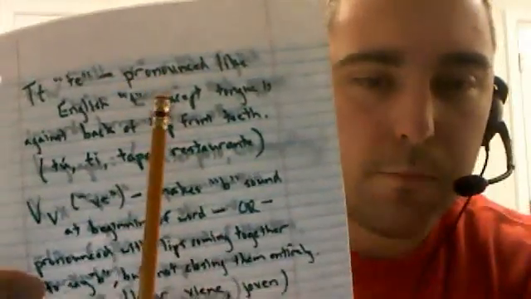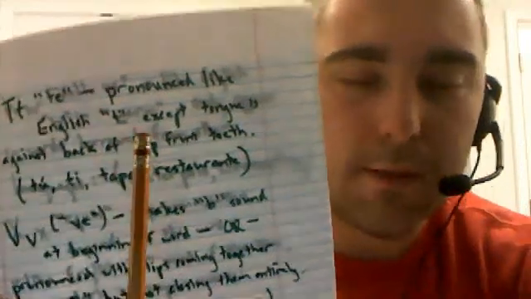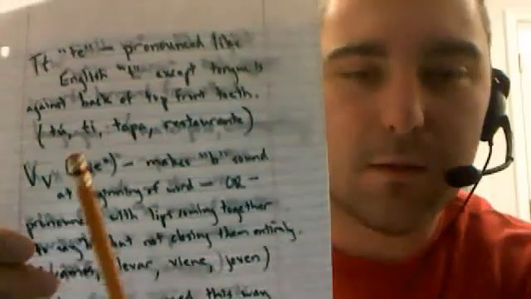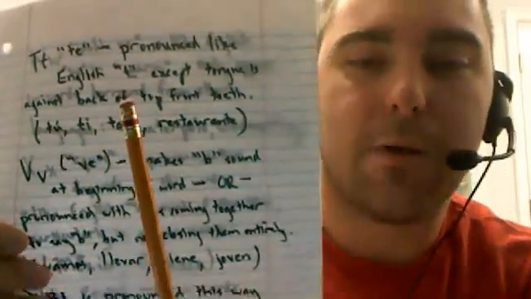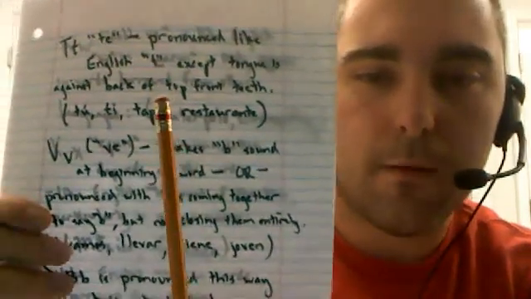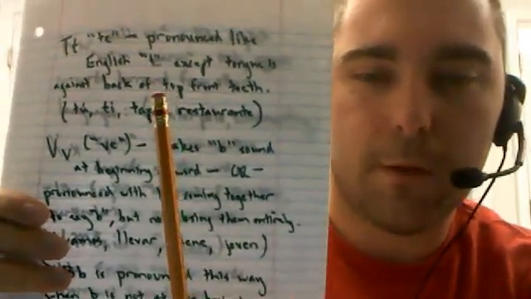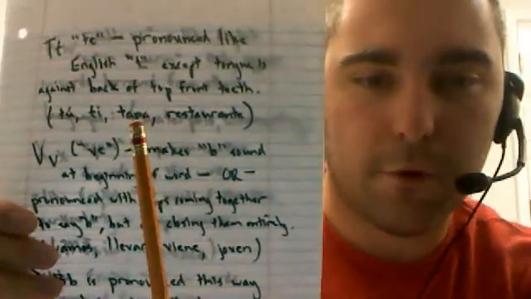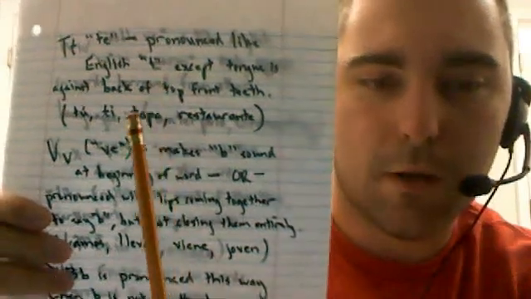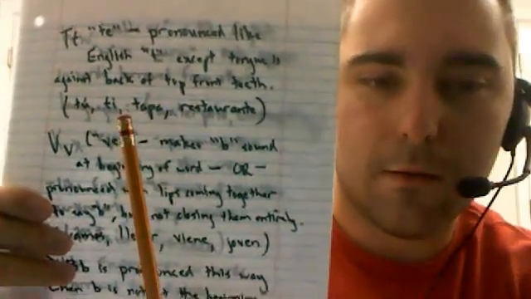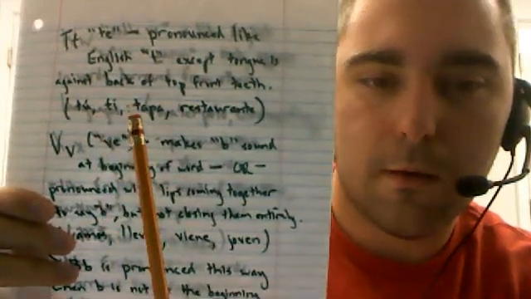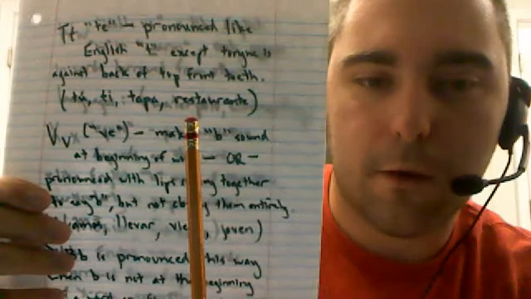Te is pronounced like the English T, except notice that when you say English T, your tongue goes against the roof of your mouth, right behind your top front teeth. In Spanish, you make the te sound by putting your tongue against the back of your front teeth. So we have T in English and te in Spanish. So, tu, ti, tapa, and restaurante.